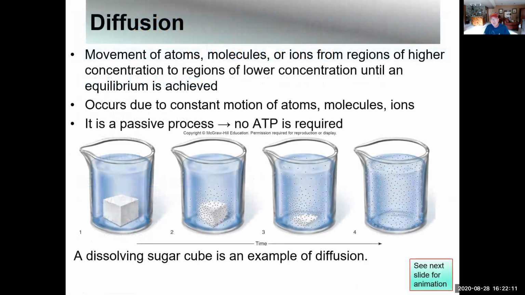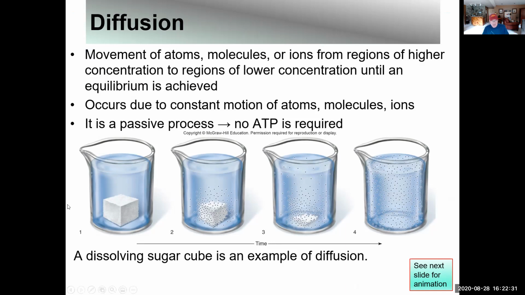So let's talk about the first passive process. You've all heard of it. It's referred to as diffusion. Here we're talking about atoms and molecules and sometimes ions moving from a region of higher concentration to a region of lower concentration until an equilibrium is reached.